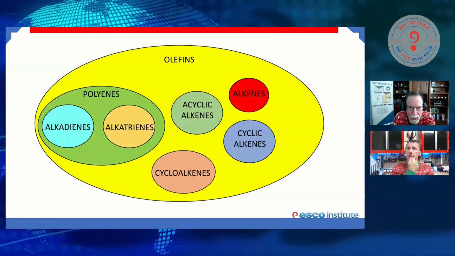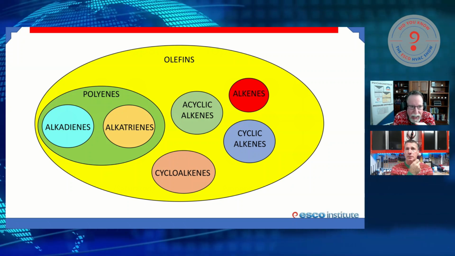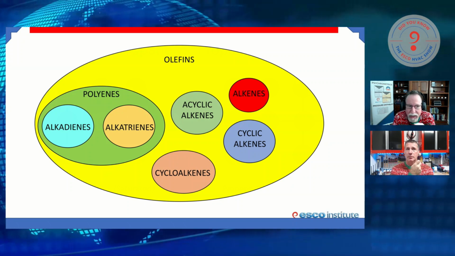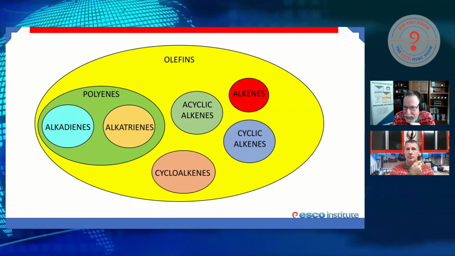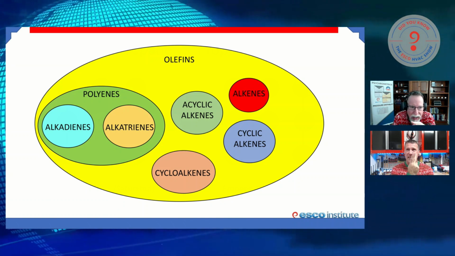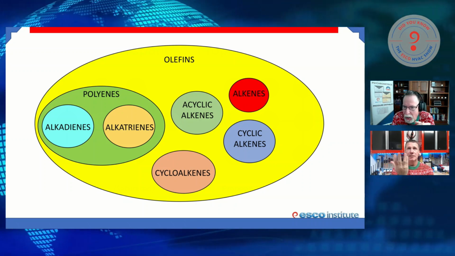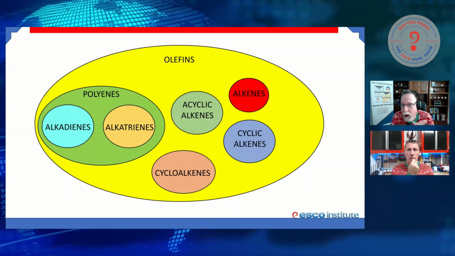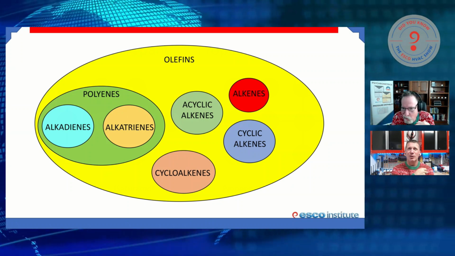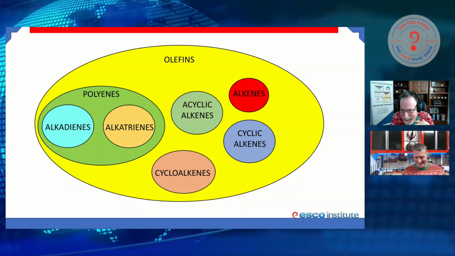So you can have an olefin that's an acyclic alkene, that's a cyclic alkene. That's a polyene. A polyene has more than one double bond. An alkadiene has two double bonds in the same molecule. An alkatriene has three double bonds. So there are a lot of other elements that fall under the umbrella of olefins. How do you fit all this in your brain? That's why I have a PowerPoint presentation.